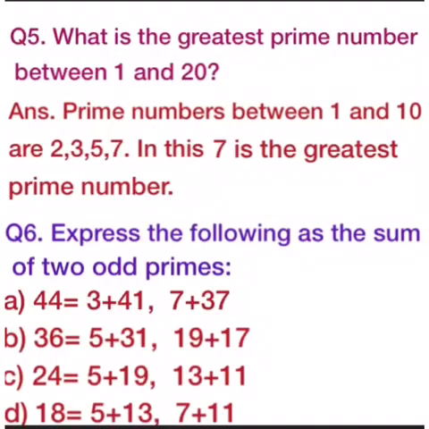Then comes children, 24. Here 5 and 19 are two odd primes and when they are added they give 24. 13 plus 11, they also when added give 24. The last one is 18. Children, here also we have two odd primes, that is 5 and 13. 5 and 13 when added give 18. Another set is 7 and 11. Both are odd primes and when they are added they give 18.